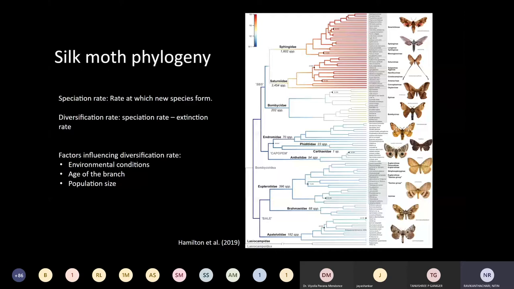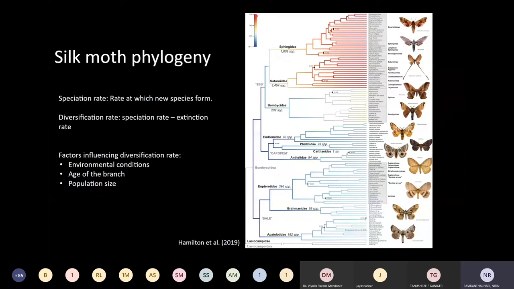You can do that using molecular evolution tools, and plot it on a phylogeny, and this is what they've done here. When they did that specifically for the superfamily Bombycoidea, they found that there were some groups which had very low diversification rate. If you see the legend here, it goes from 9.1 to 19. The redder it is, the higher the diversification rate.